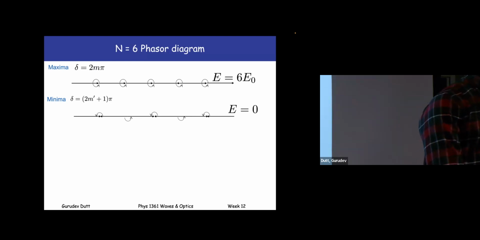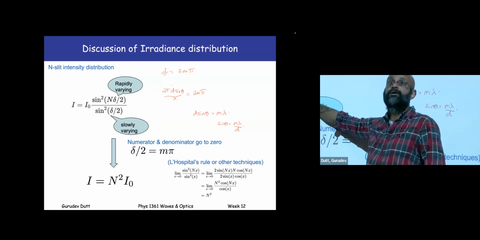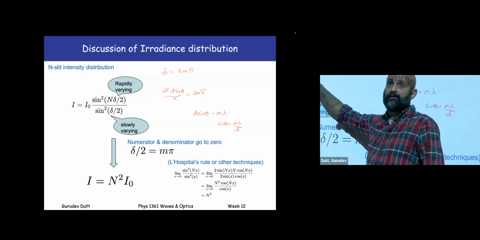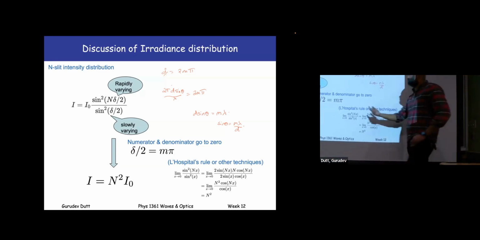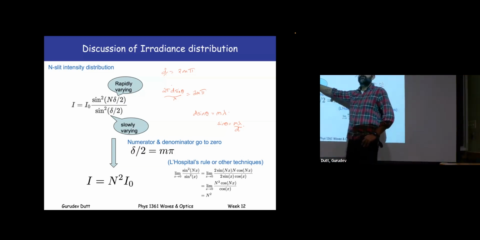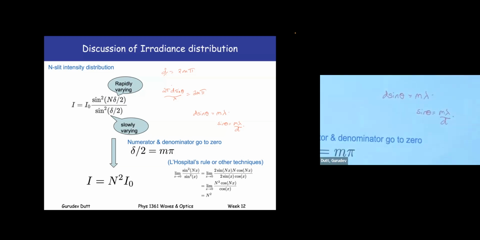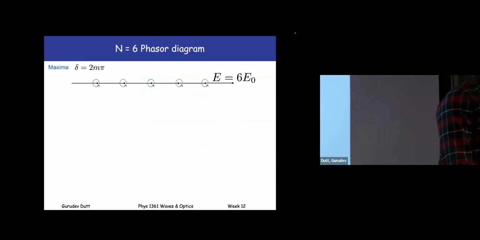You can also go back to this expression and ask when it is equal to 0. Obviously when the numerator goes to 0 but the denominator does not. You can set sine squared n delta over 2 equal to 0, and that gives you the same formula, 2m prime plus 1 times pi, for delta, because as I said, the denominator's sine squared function is slowly varying. So even when n delta over 2 is set equal to 2m prime plus 1 times pi, the denominator doesn't necessarily go to 0.